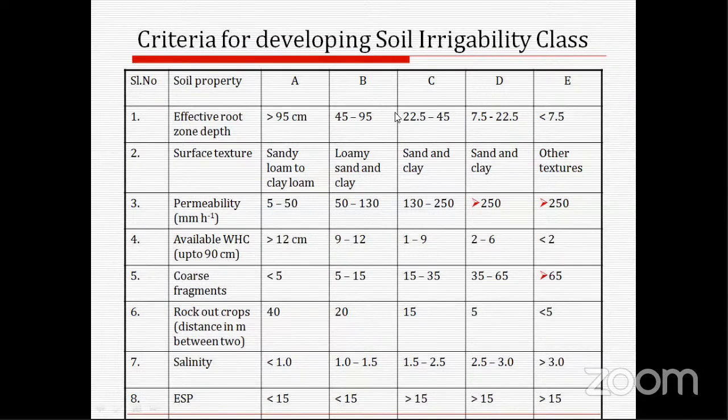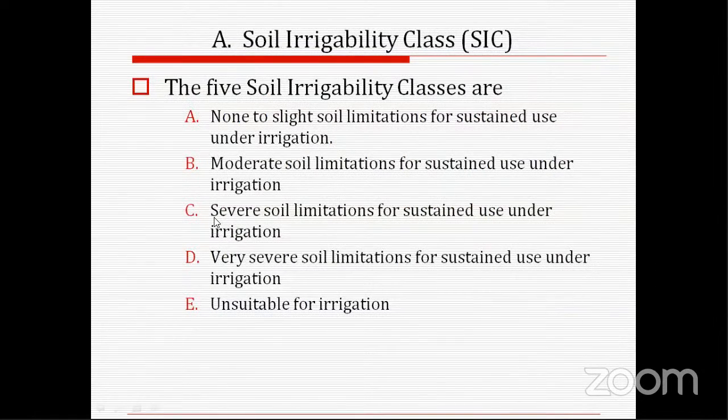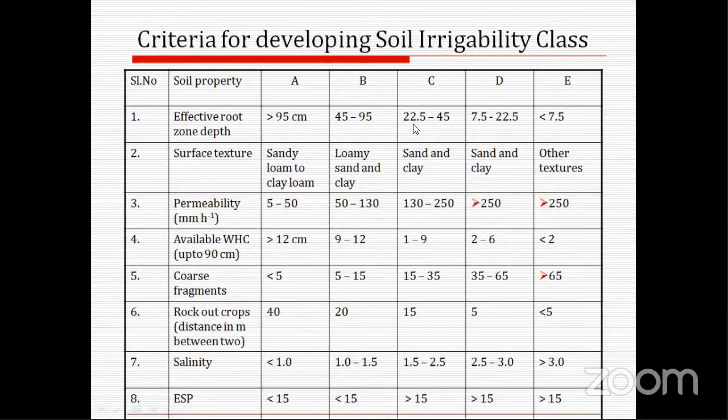But here, moderate, difficult. Severe, here it is moderate, severe, very severe. What I mentioned here: 22.5 is very deep, 7.5 to 22.5 between these two, but it is less than 7.5. Which one? Effective root zone depth.